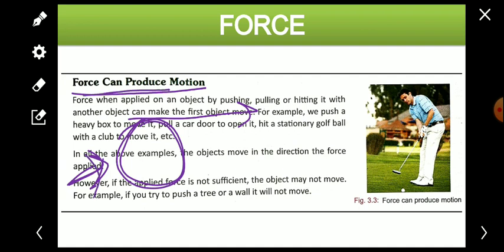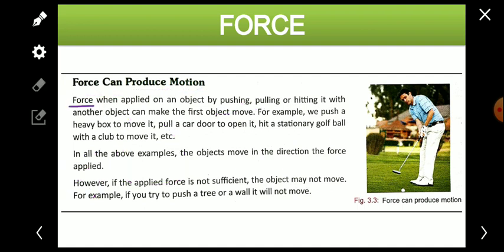Because of the force applied, motion is produced. When force is applied on an object by pushing, pulling or hitting in any way, it can make the object move. For example, we push a heavy box to move it. We pull a car door to open it. Here also motion is produced in the car door.